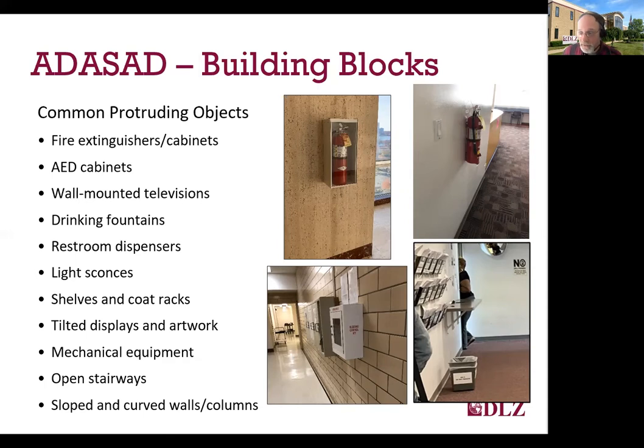So oftentimes these objects can be relocated to a lower height, so the bottom is 27 inches or less to the floor and cane detectable, or they can be located outside of a circulation area, such as in a corner or some type of an alcove. Other protruding objects like building and wall features, such as that open stairway I presented, require placement of some type of permanent cane detectable barrier to protect them.